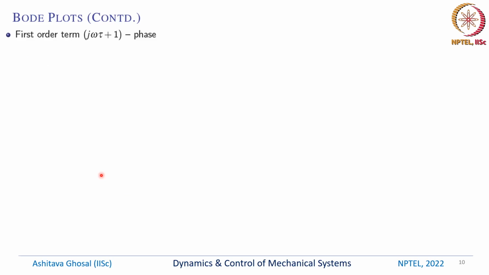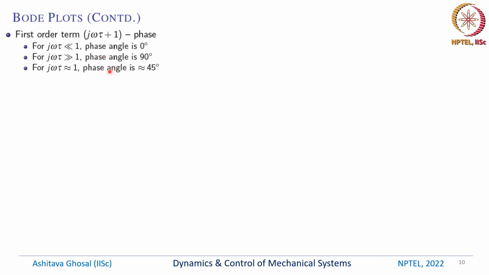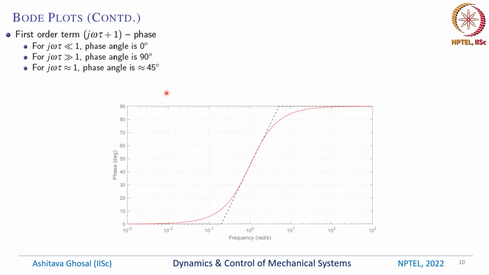We can also plot the phase of this first order term. Again, the phase angle when j omega tau is much less than 1 is 0. When j omega tau is much greater than 1, it is 90 degrees. And when j omega tau is very close to 1, the phase angle is 45 degrees. Phase angle, remember, is tan inverse of the imaginary part divided by the real part.